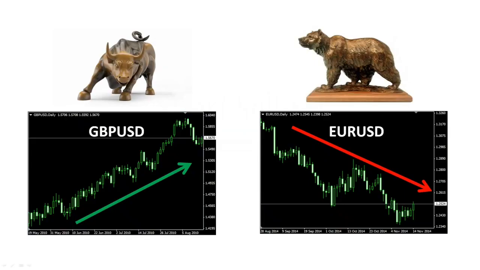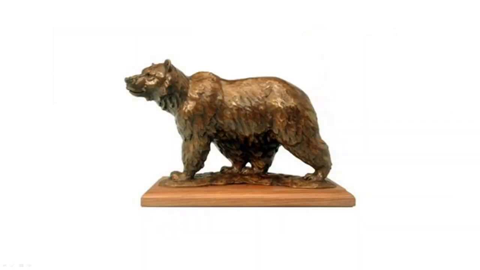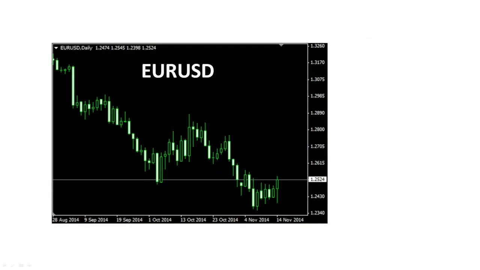As we've already established, there are two types of traders on the Forex market. Bulls, traders who invest into the growth of a Forex currency, and bears, who invest into the decline of a Forex currency. So today we're talking about short selling, and that is applicable to bears. Let's look at our Euro US dollar example in more detail. So here's the chart, and how would a bearish type of trader profit from this downward trend?